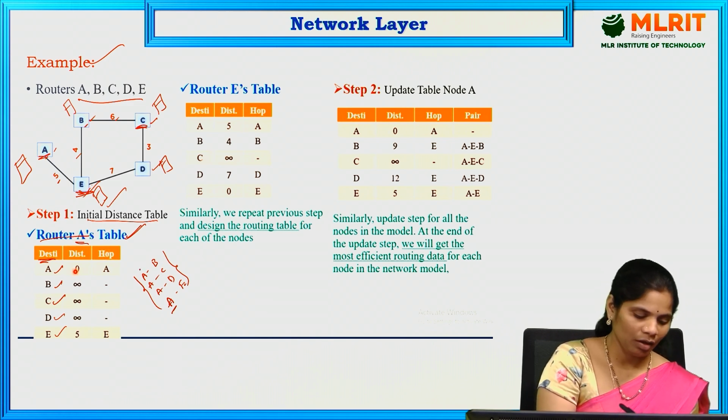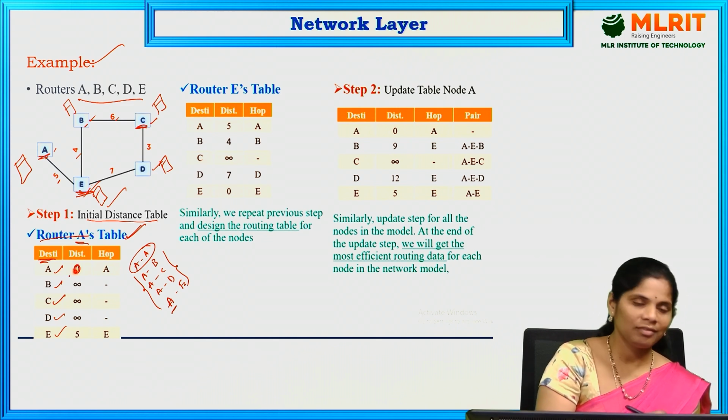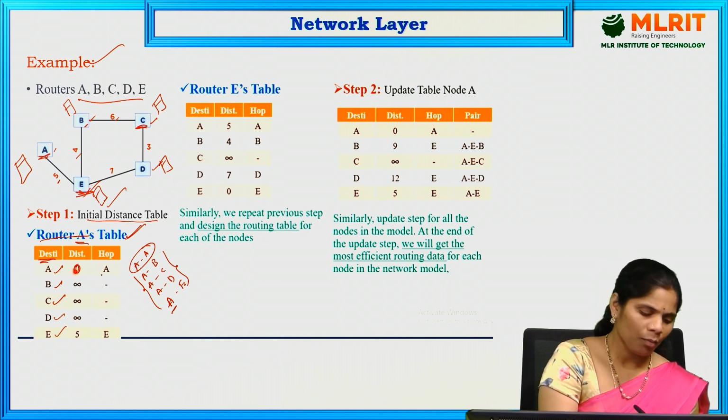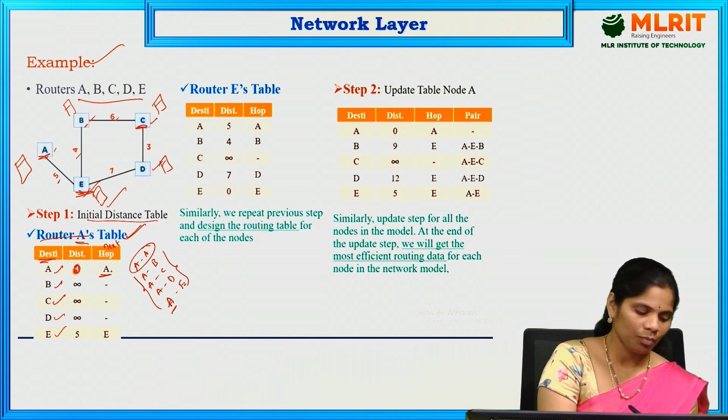From A to A, the first condition is A to A only, that table only, the self table. So here the distance is 0, there is no distance. The next hop is, what is the next hop? It is going to A only, right? A to A, there is no distance. So the next hop is A only.